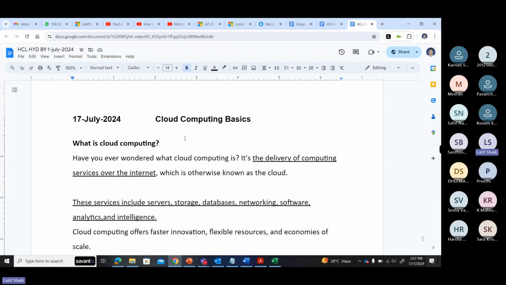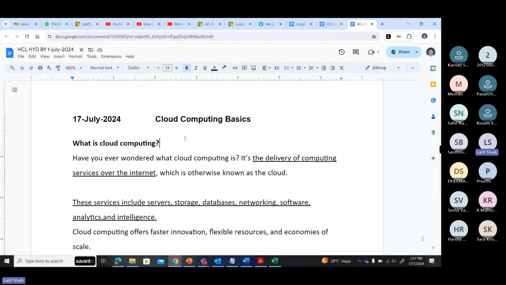What are the computing services? What are these services? Servers, storage, databases, networking, software, and different types of things like analytics-related, intelligence-related. These are the different types of services we can access over the internet.